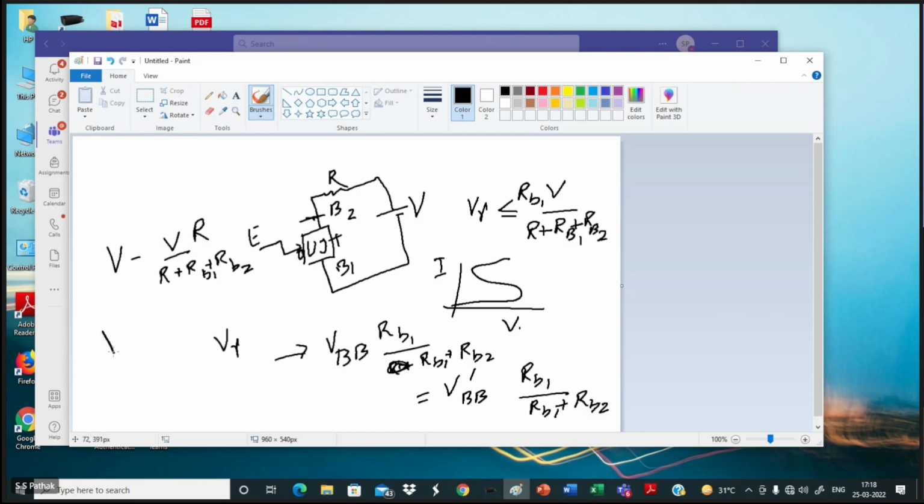I'm taking V as some different voltage here. This V will be taken outside. Okay, it will be 1 minus R by this thing. Okay, this was your VBB, remember. It was V minus this thing. Okay, this whole thing was my VBB.